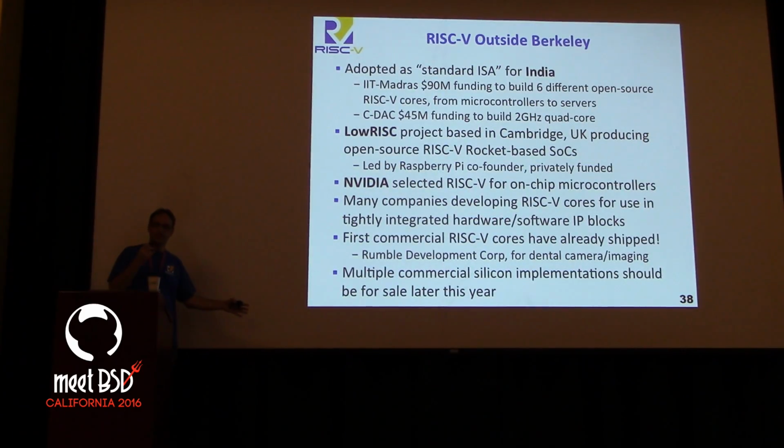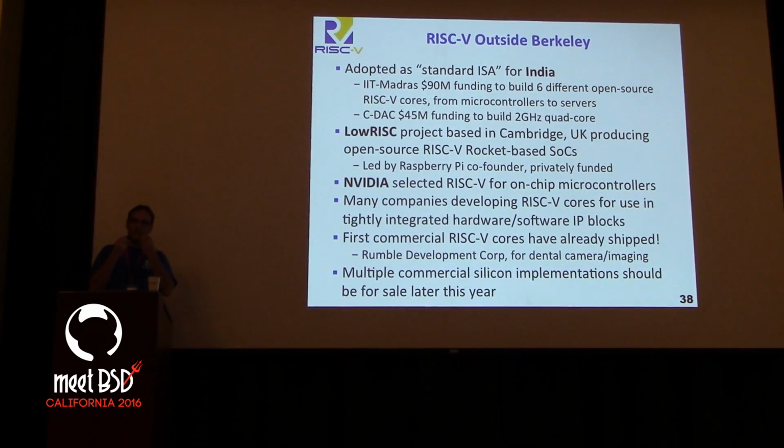Okay, so now outside Berkeley, what's been happening? Well, one of the big things was a while ago, the Indian government decided to adopt RISC-V as the standard ISA of India. So we figured that's 1/6 of the planet down. We just have 5, 6 left to go.